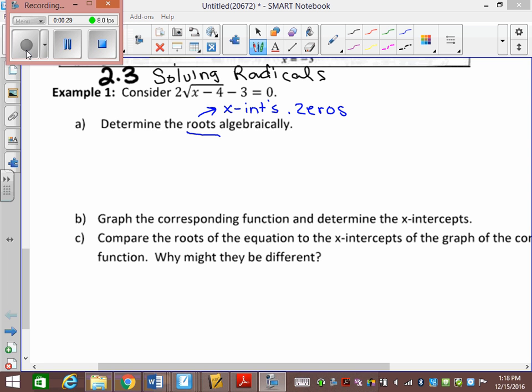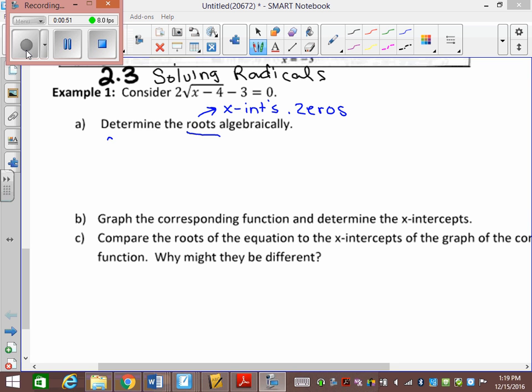Why? Because if you plug this into your calculator, this would be y1, this would be y2, here would be your equation, and you'd be finding out where y1 and y2 intersect. y2 happens to be the x-axis, so you're finding the x-intercepts, right? That's why you always get it equal to 0 whenever you're finding x-intercepts. So algebraically, though, what we're going to do is solve for x.